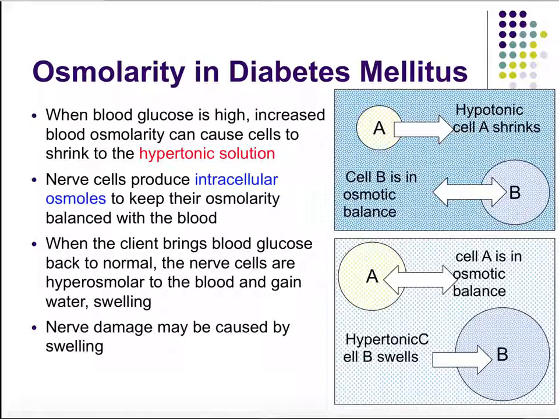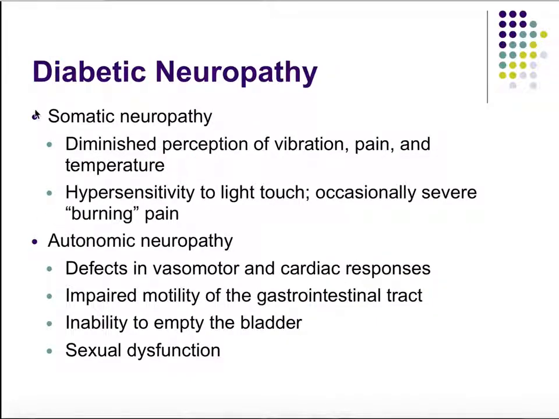So if we were to lower our blood glucose too quickly, all the extra solutes that were made in our nerve cells would then draw water into the nerve cell and cause them to swell. So whether your nerve cells shrink or swell, either way, it's not a good thing. And so it makes sense that our cells can become damaged with diabetes.